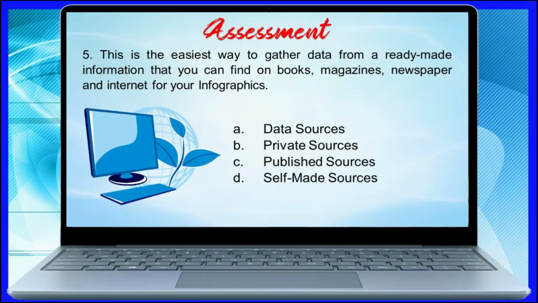Number 5. This is the easiest way to gather data, the ready-made information that you can find in books, magazines, newspaper, and internet for your infographics. A. Data sources. B. Private sources. C. Published sources. D. Self-made sources. Your timer starts now. Time's up. The correct answer is letter A.